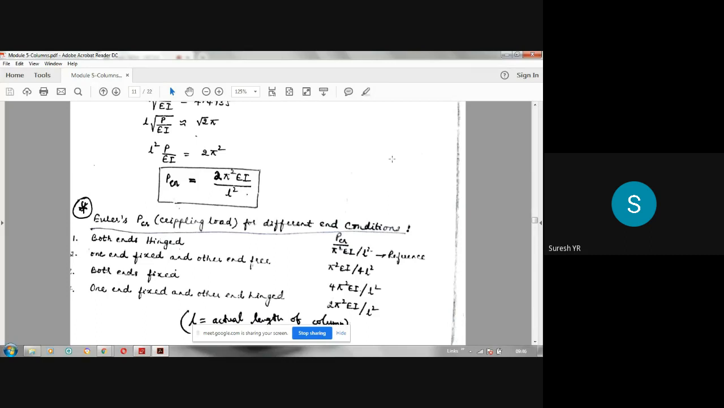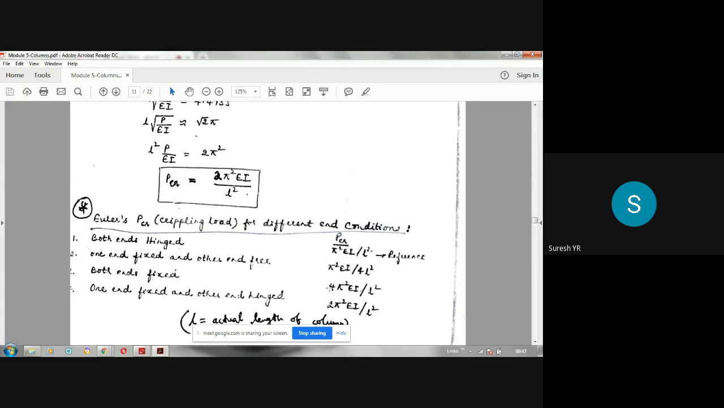I had explained all those things in the earlier classes. And we derived Euler's formula to find the crippling load for long columns, depending on different end conditions. The end conditions we discussed were these four. Both ends hinged: the buckling or crippling load acting on the column will be equal to pi square EI by L square, where L is the actual length of the column. Then one end fixed and the other end free: pi square EI by 4L square.